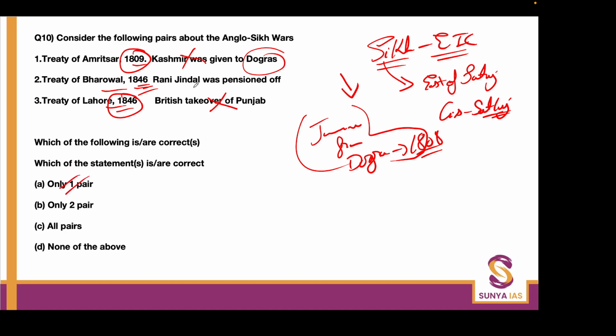Treaty of Bharoval, Rani Jindan was pensioned off. This is correct. After this, just for your information, Dilip Singh, who was very young at the time, was given a British guardian to look after him. And you will get to know that later on, influenced by him, he converted to Christianity and shifted to England.